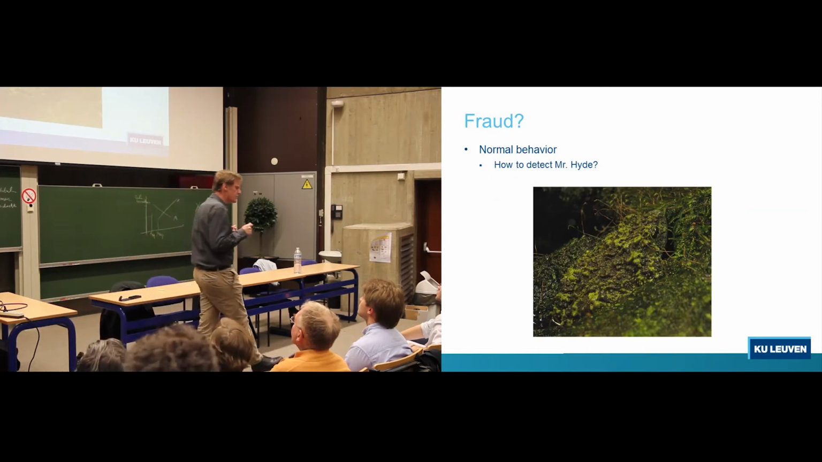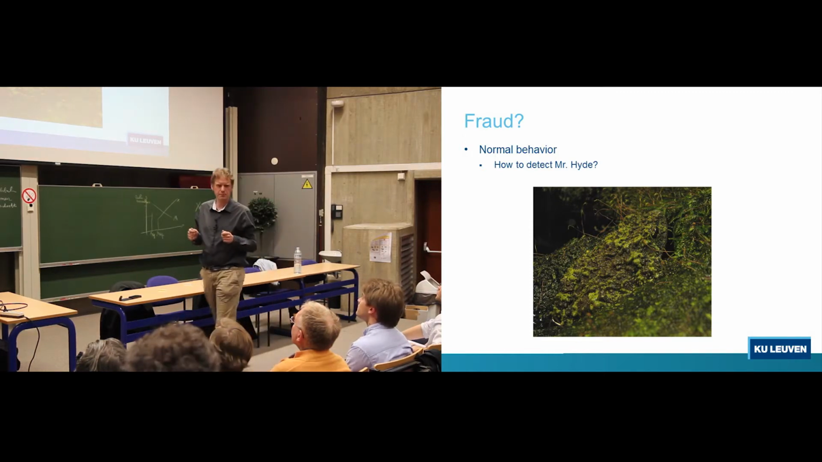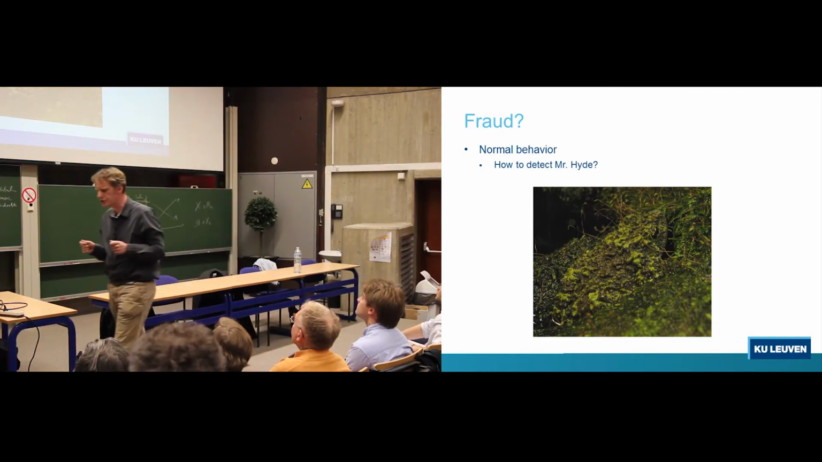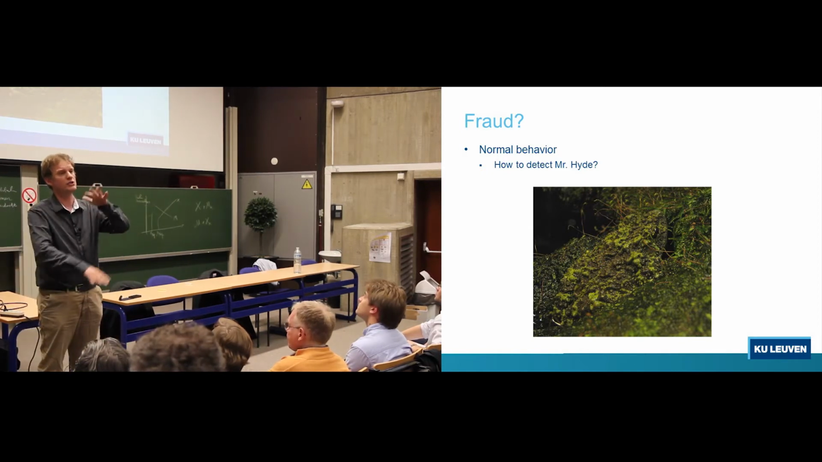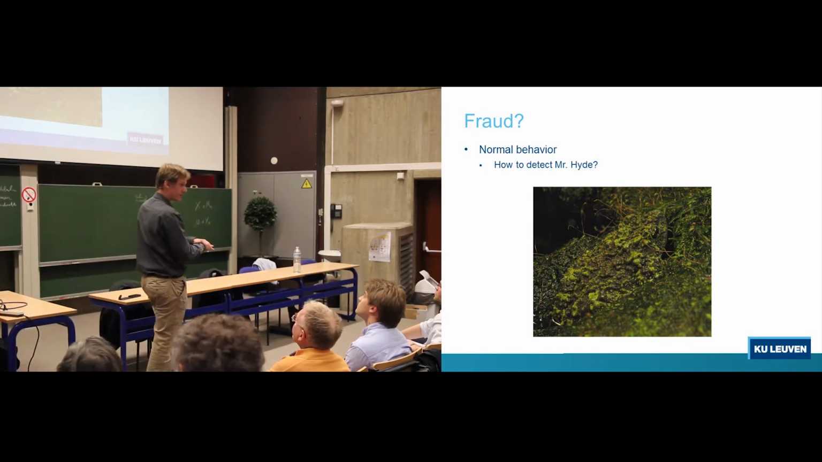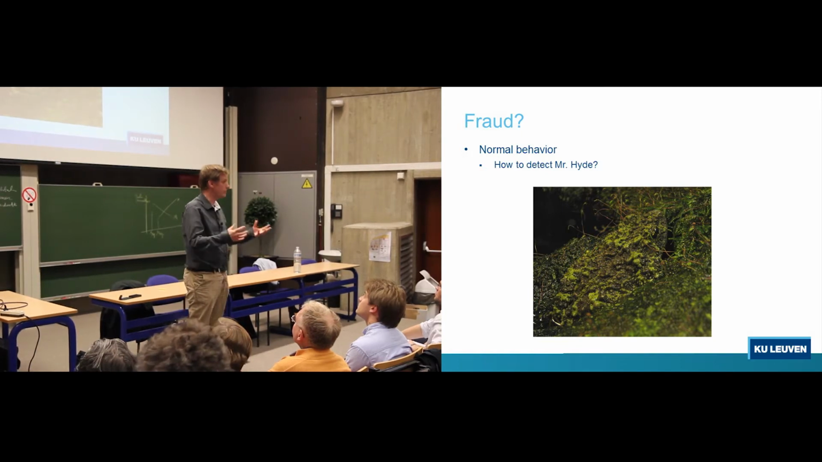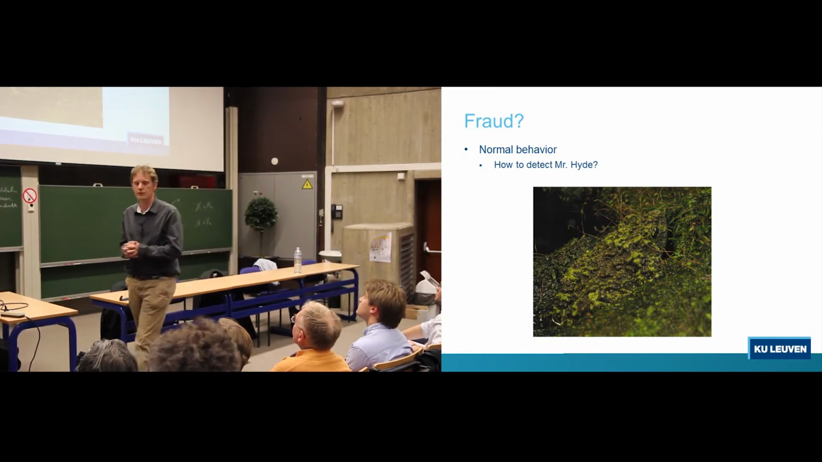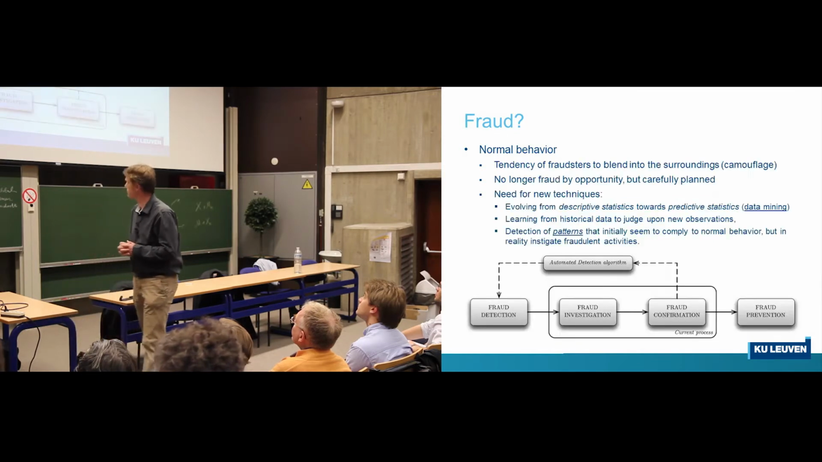And one of the key challenges that you have when you do fraud detection is that you want to detect Mr. Hyde. And Mr. Hyde is a person that acts like a bandit, which is actually the fraudster, and that tries to blend into his environment as smoothly as possible. Because if Mr. Hyde can remain unnoticed for quite a substantial amount of time, then he can do a lot of interesting stuff and actually fraudulent transactions.